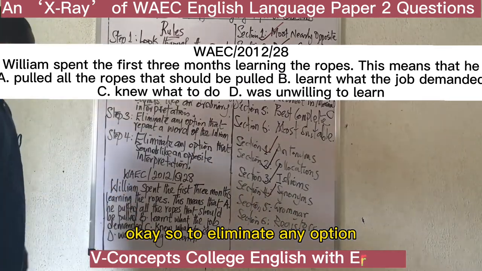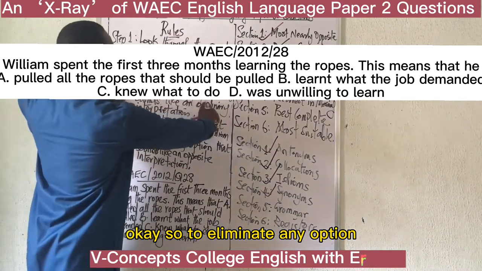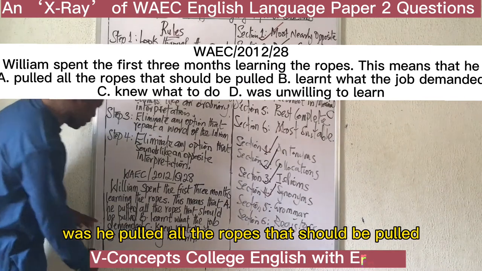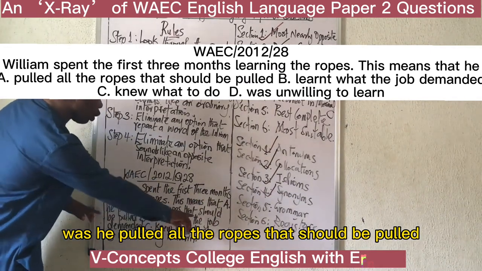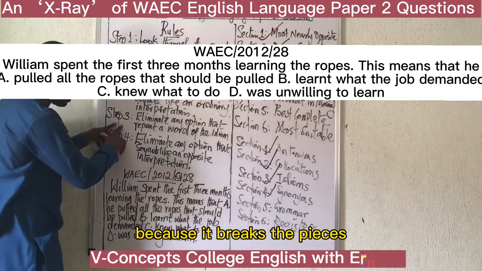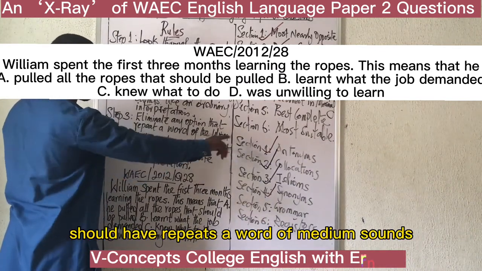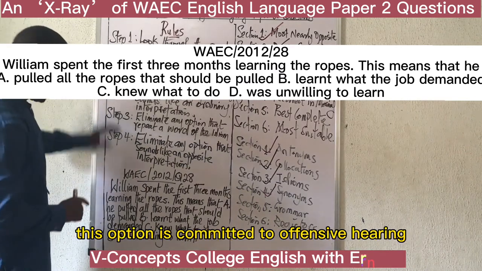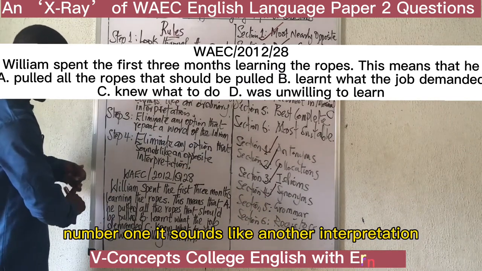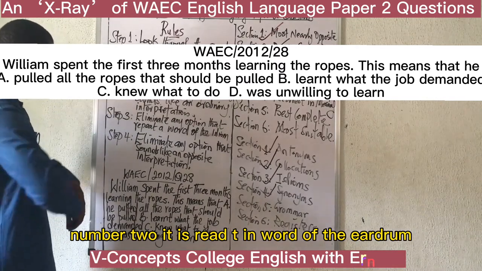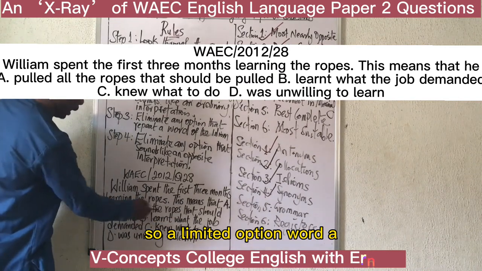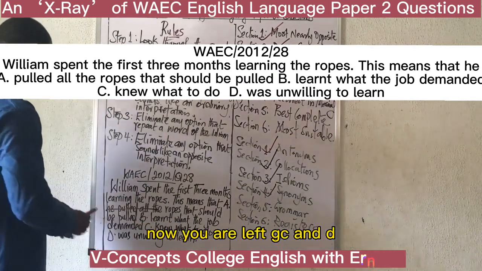Okay, no problem. So, two, eliminate any option that sounds like an ordinary interpretation. A says what? He pulled all the ropes that should be pulled. There's a problem with that option, because if you read the three, it says eliminate any option that repeats a word of the idiom. This option is committing two offenses here. Number one, it sounds like another interpretation. Number two, it is repeating a word of the idiom. So eliminate option A. Now you are left with B, C, and D.